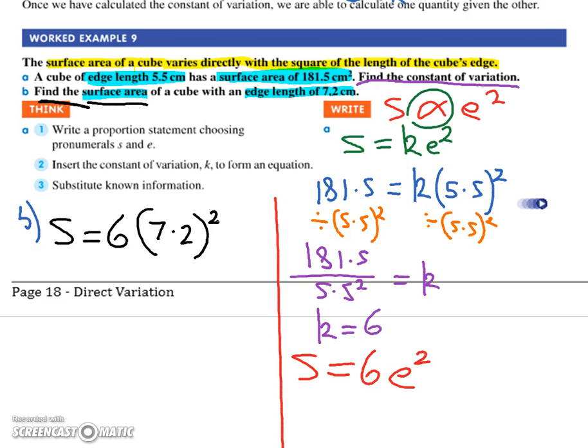What'd you get? Anyone get an answer? Say it. Don't forget the units. Centimetres squared, because it's surface area. Spot on. Spot on.